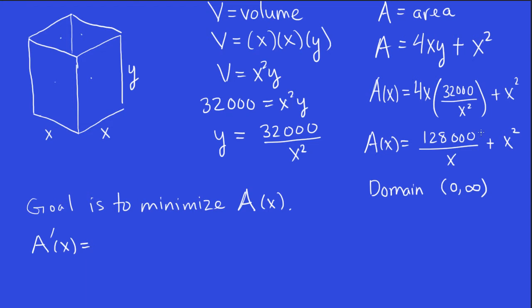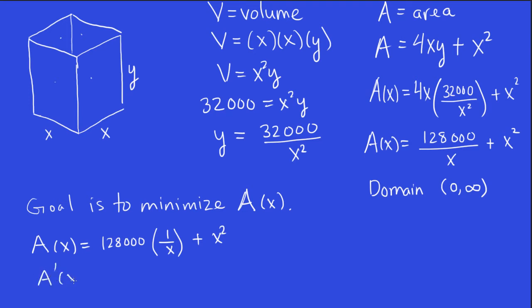Well, remember the derivative of 1 over x? It's negative 1 over x squared. So, well, how about I go slow here? Just to make sure you understand. I guess I could write this as 128,000, notice this is still A of x, I haven't done the derivative yet, times 1 over x plus x squared.